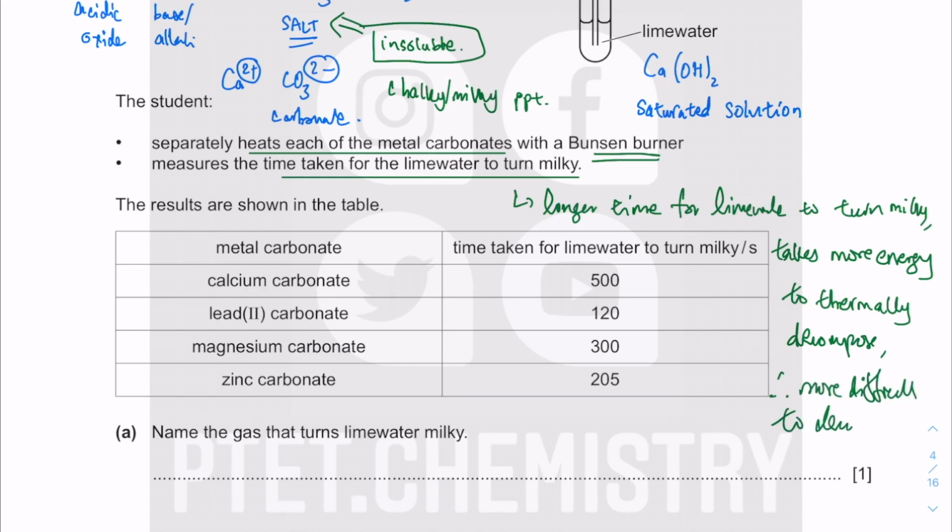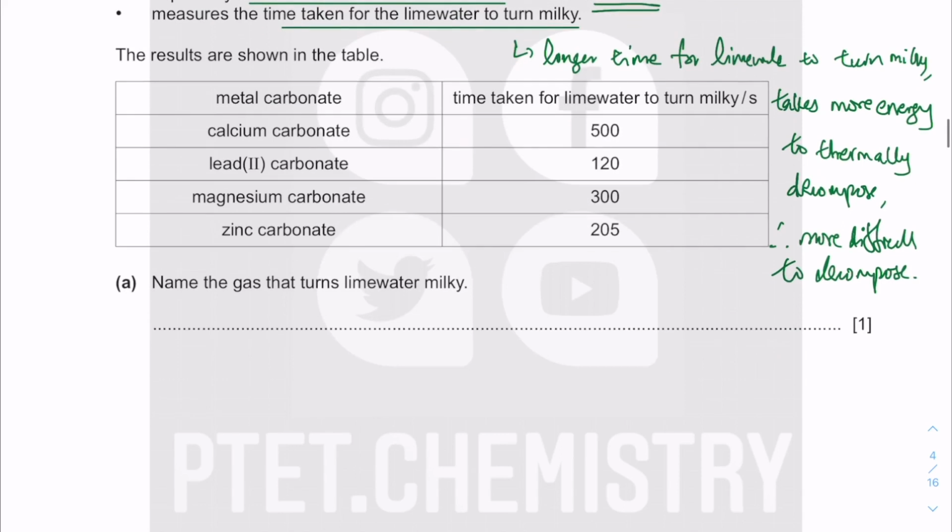So you need to appreciate that the more difficult it is to decompose, you need to heat it for longer, and therefore it will take longer for the CO2 to be produced. Therefore, it will take longer for the lime water to turn milky. Just now I kept writing CO2, and that would be wrong here because you should read the question. They say name the gas. They don't say give the formula. Moreover, they just told you that it's a gas. There are very few gas tests you would have learned in O level. Therefore it's carbon dioxide and not CO2 there, because they wanted the name.